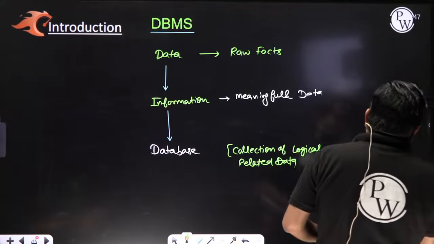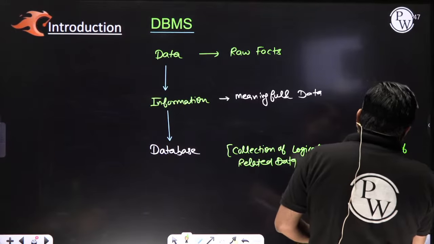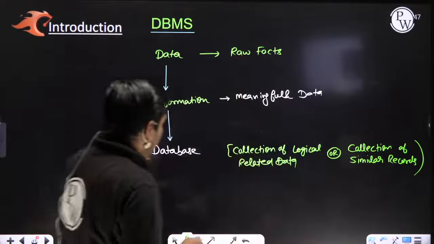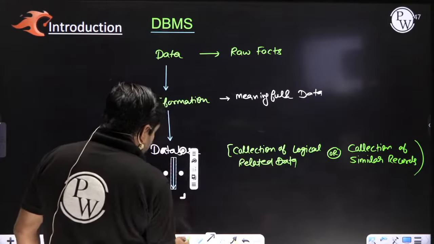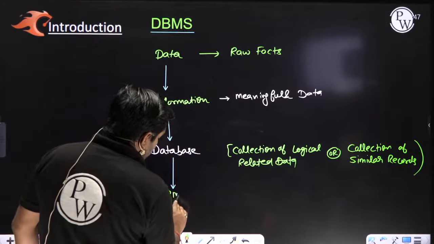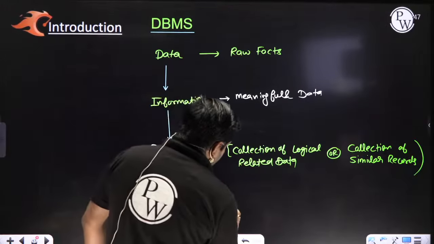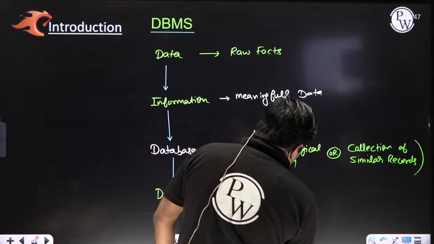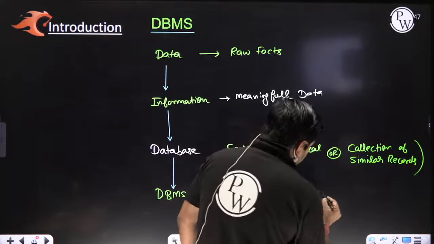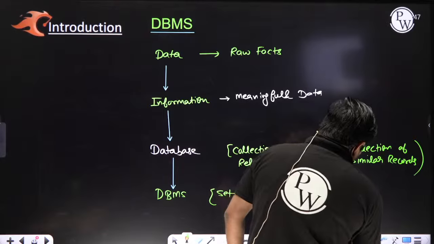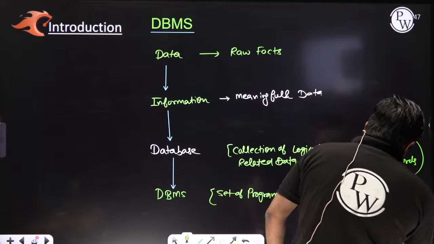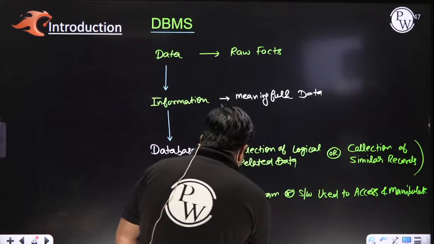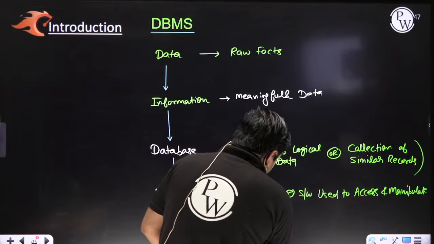A database is a collection of similar records. This is the meaning. After that, we are discussing the database management system. What is this? A set of programs or software used to access and manipulate the data in an efficient manner.